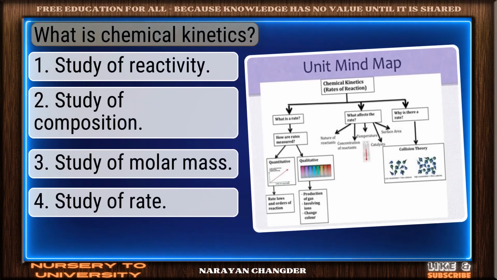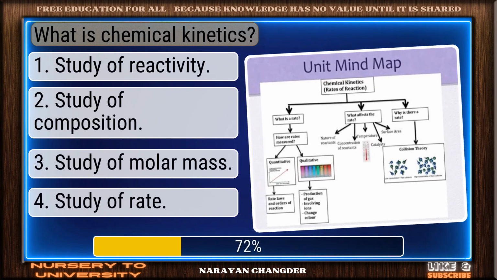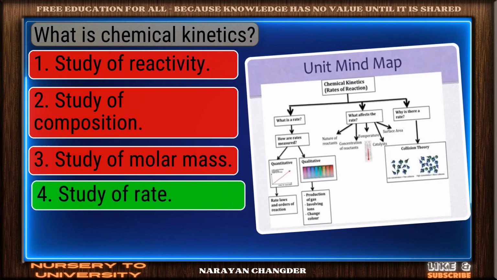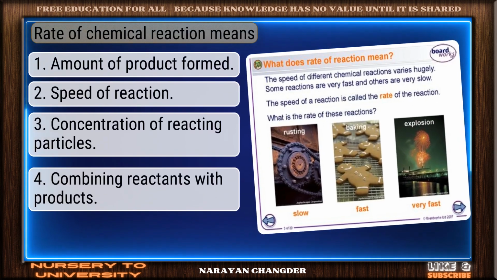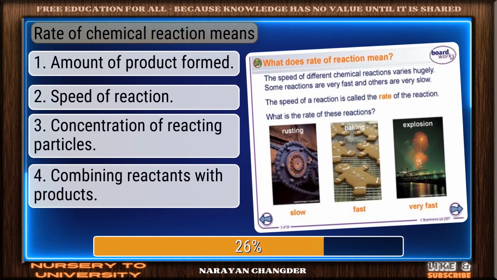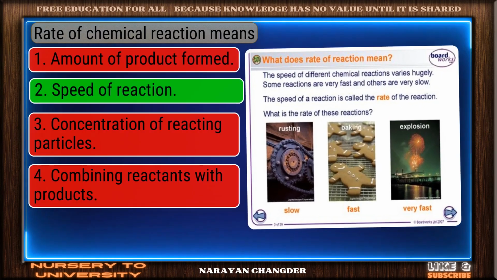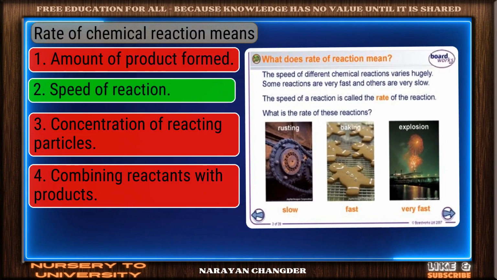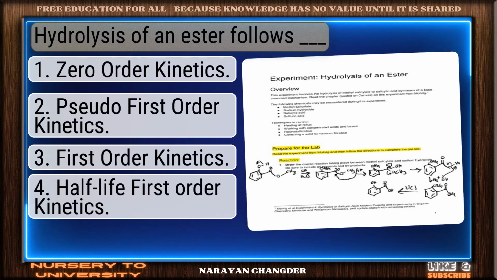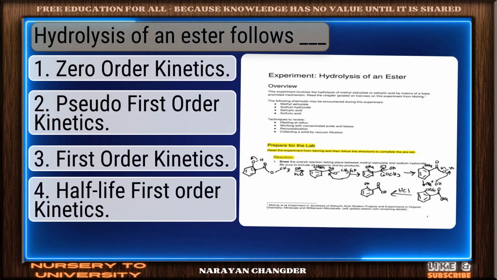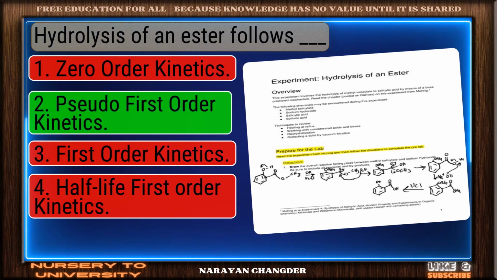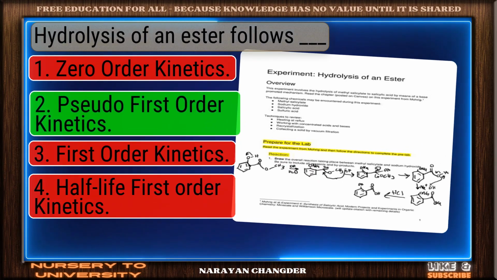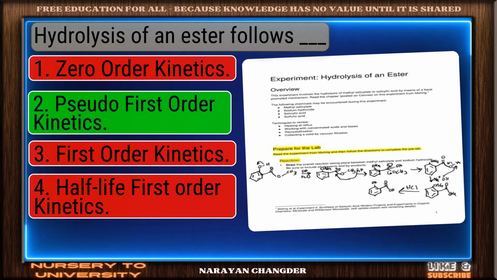What is chemical kinetics? Bravo. Study of rate is the answer. Rate of chemical reaction means? You got it. Your choice speed of reaction is right. Hydrolysis of an ester follows dash. Perfect. Pseudo first-order kinetics is the correct choice.